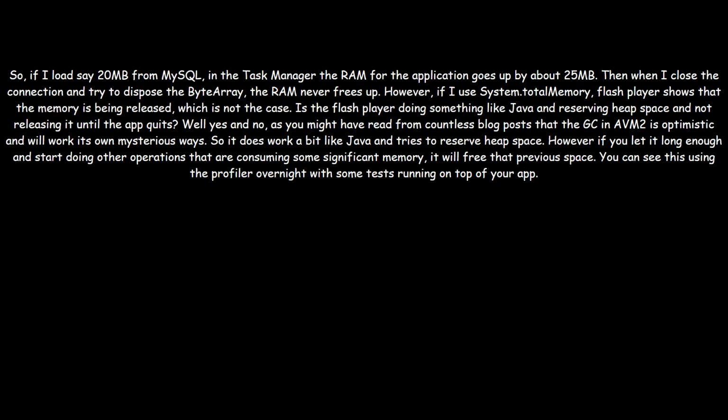Well, yes and no. As you might have read from countless blog posts, the GC in AVM2 is optimistic and will work in its own mysterious ways. So it does work a bit like Java and tries to reserve heap space. However, if you let it run long enough and start doing other operations that are consuming some significant memory, it will free that previous space. You can see this using the profiler overnight with some tests running on top of your app.